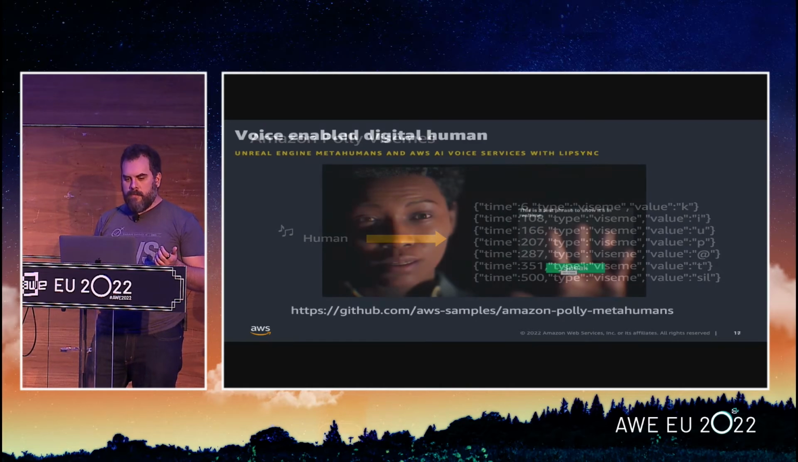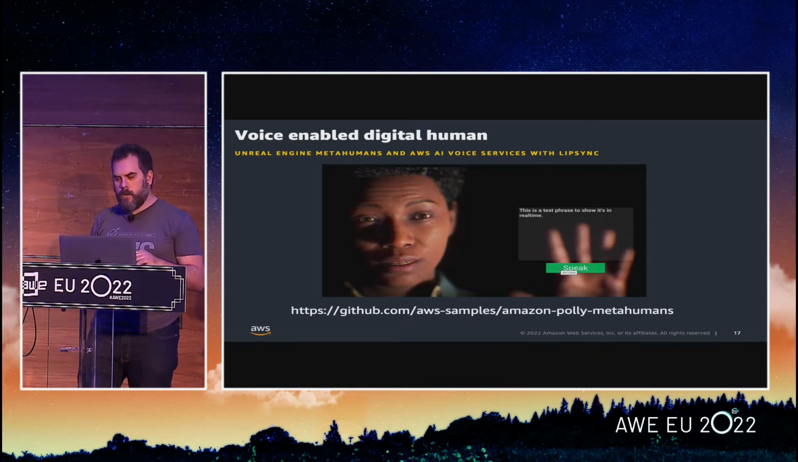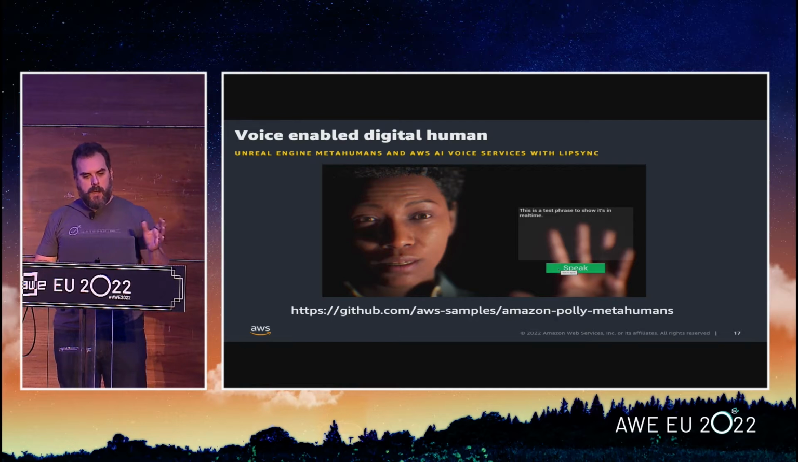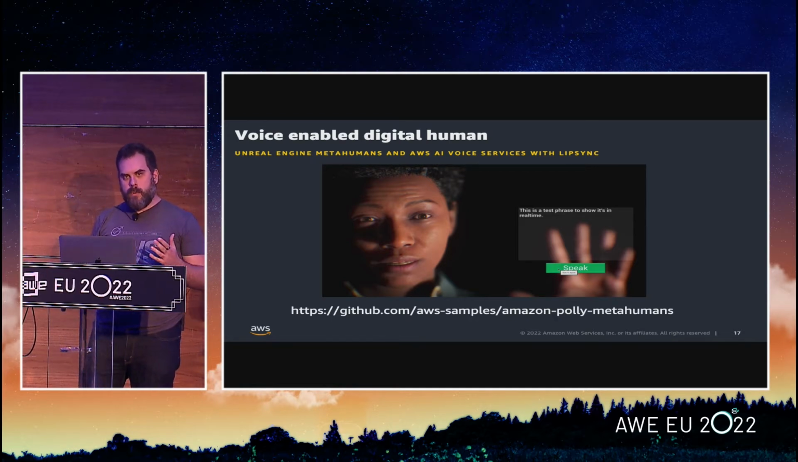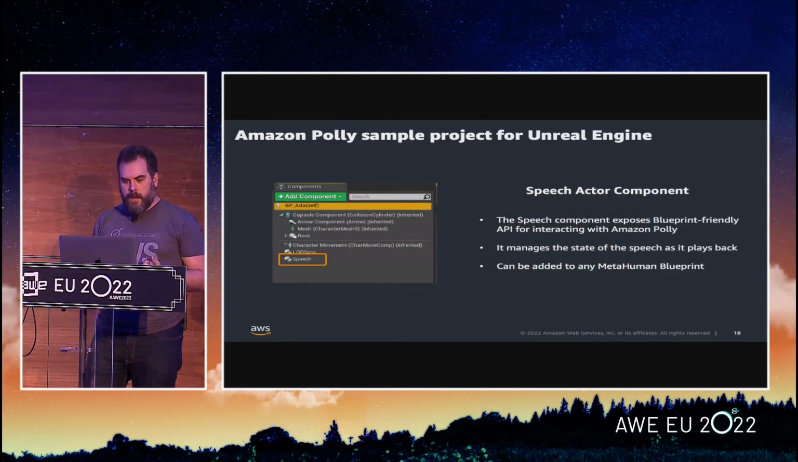And based on that, we have built a sample. I will provide you the QR code in a couple of slides, so scan it with a mobile phone if you want. This is on GitHub, it's for free. Mainly we generate a project connecting MetaHuman and Polly. In this project, you will find a speech actor component, a component that can already call the Polly API for the sync with the voice, and can be added to any MetaHuman. You can create your own MetaHuman, bring it to the project, and add this speech component to your MetaHuman.